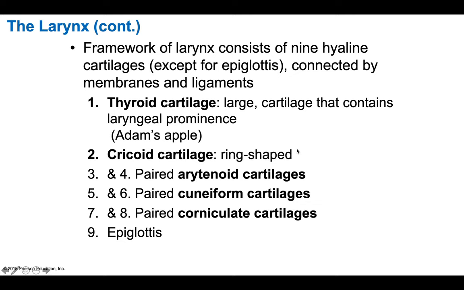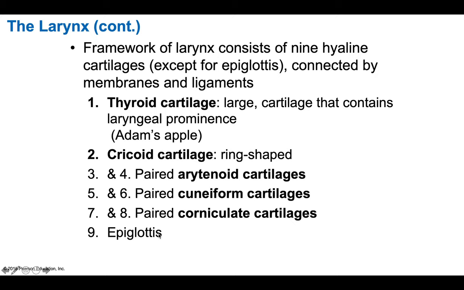Inferior to the thyroid cartilage is the ring-shaped cricoid cartilage, which is perched atop and anchored to the trachea inferiorly. Next, we have the 3 pairs of small cartilages, the arytenoid, the cuneiform, and the corniculate cartilages. They form part of the lateral and posterior walls of the larynx. The most important of these would be the arytenoid cartilage, which anchors the vocal folds. Last, the 9th cartilage is the flexible epiglottis.